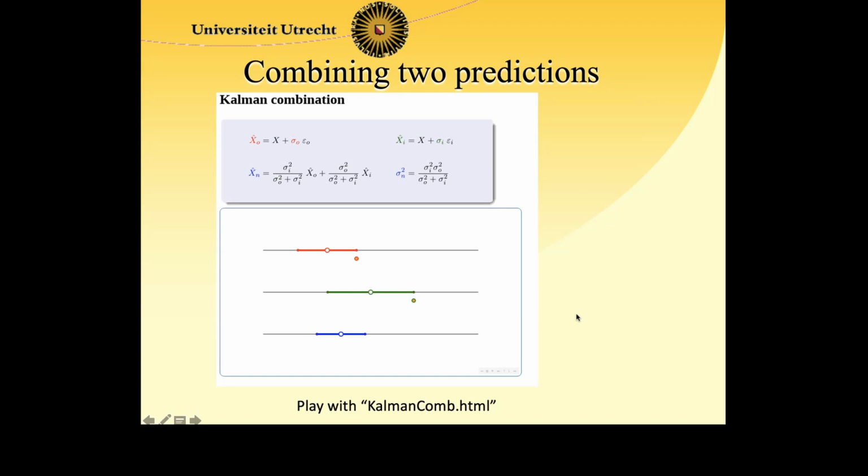Okay, so let's move on. This is actually the very simplest form of what we call the Kalman filter. You have two types of information that you combine in an optimal way to get a new prediction that is better than each of the individual predictions.